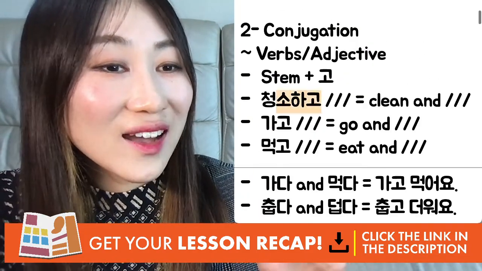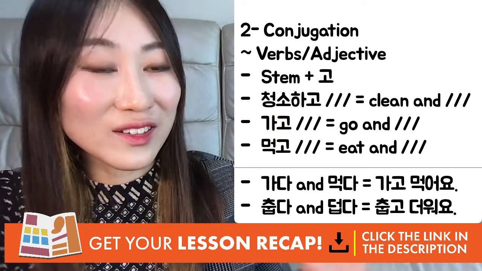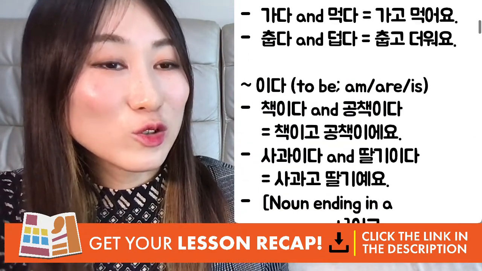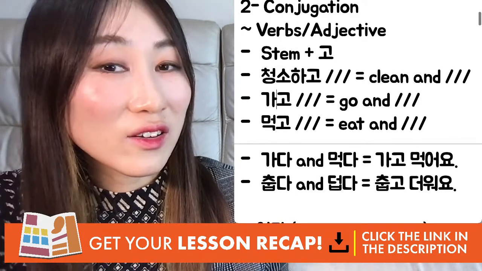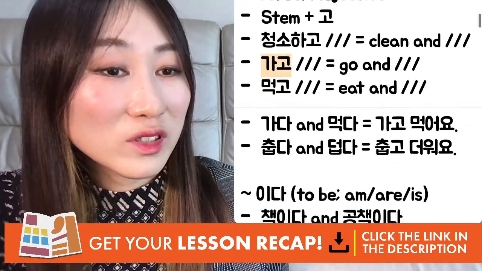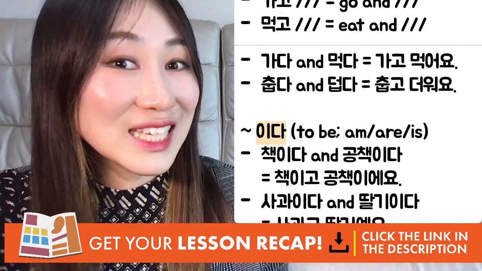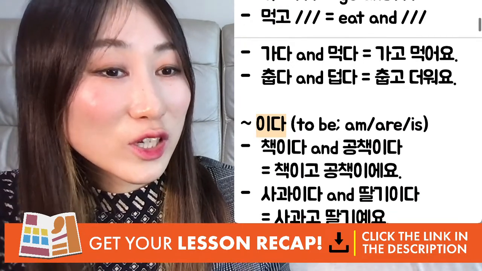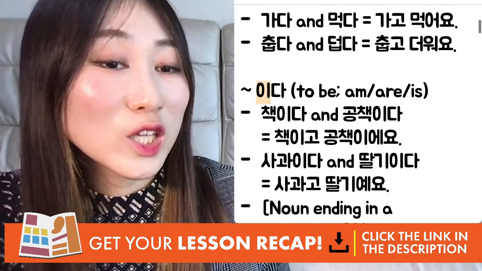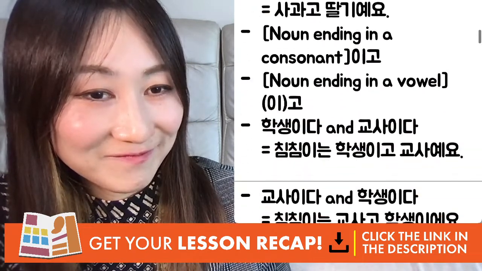Like 청소하다, 가고, 먹고, it doesn't matter. You just always use the stem. But here the stem is 이다, right? So you are supposed to use 이, but you can omit it if you want.